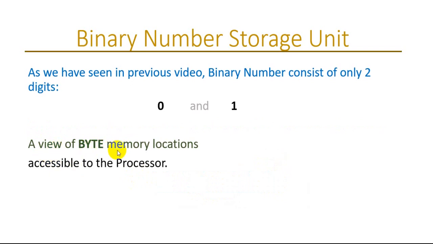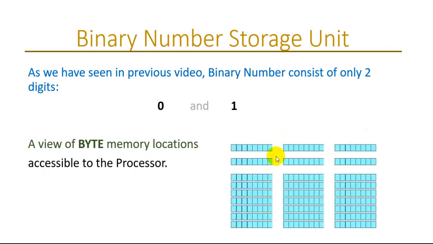A view of byte memory, that is the memory accessible to the processor. How does the processor take it? The processor is now not taking 1 bit at a time, it's taking 1 byte at a time. So let's look at how the memory will look. I have split that earlier screen into small 8-bit sizes. These 8 bits here, 8 bits here, 8 bits here, because that is exactly what the processor can access, one here, one here, one here, like that.